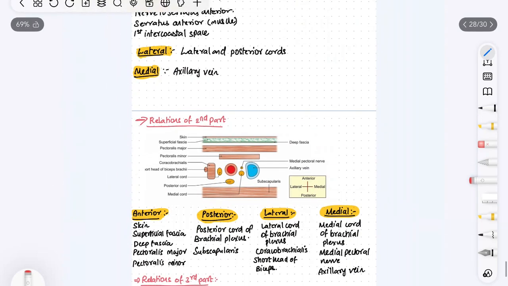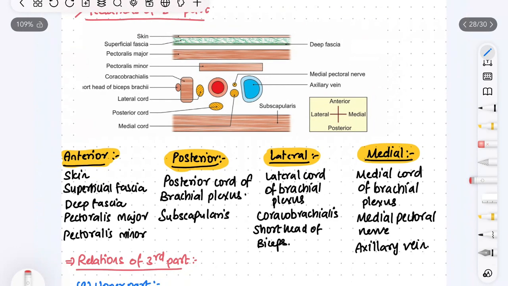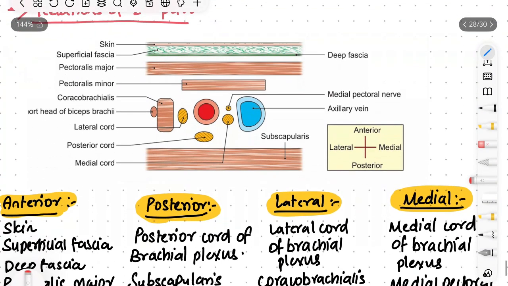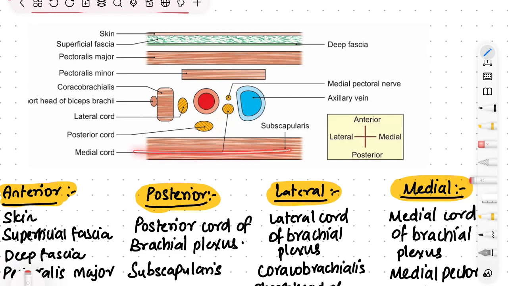Now let us dive into the relations of the second part of the axillary artery. First we'll look at the anterior. As discussed earlier, we have skin, superficial fascia, deep fascia. Along with this, we have pectoralis major and pectoralis minor muscles in the anterior relations. Whereas in the posterior relations, we have the posterior cord of the brachial plexus and the subscapularis muscle.